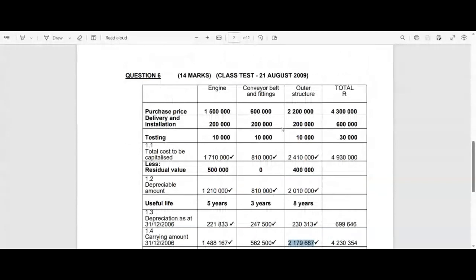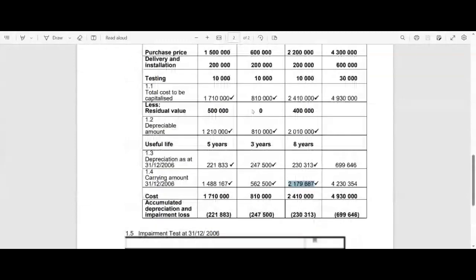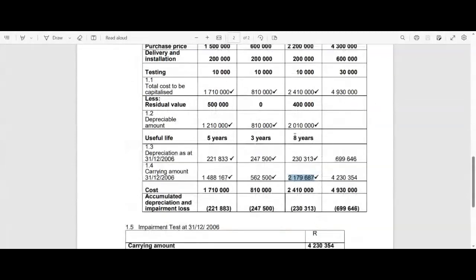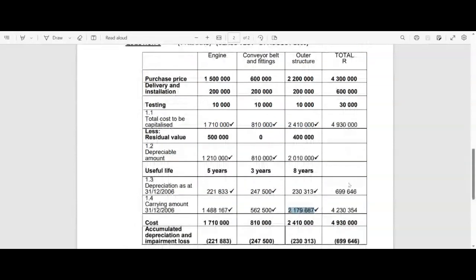So now we've also got to go and do an impairment test. Now, before we look at the impairment test, let us see what the total carrying amount of this overall asset is. Remember, we said a few weeks ago that when you do your PPE note for your financial statements, you are not going to disclose the components separately. You are only going to disclose the total of that overall asset.